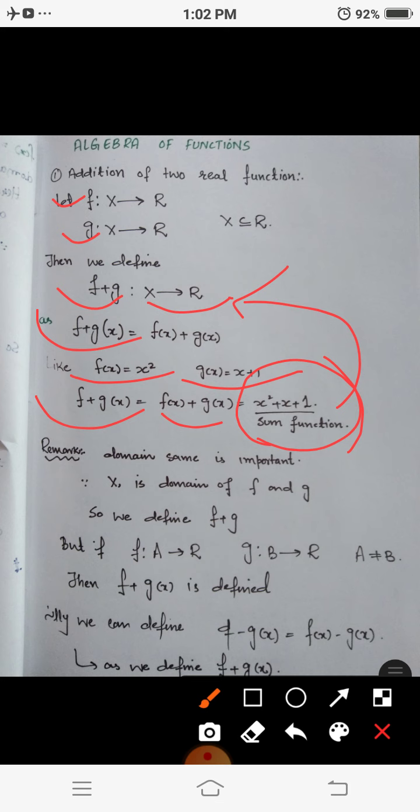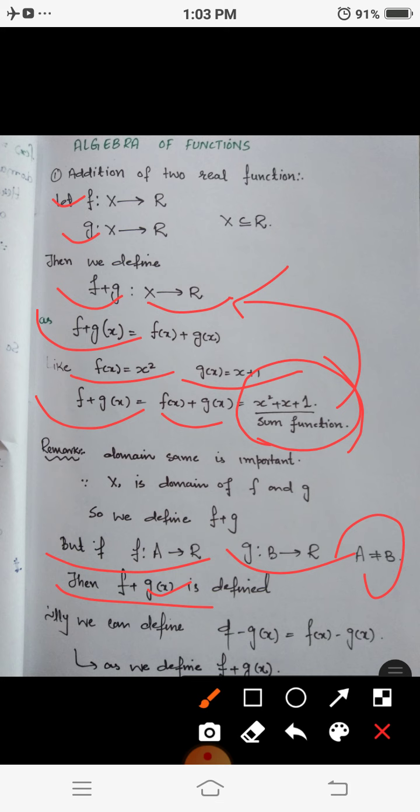Here, the equal domain for f and g is important. If f and g are two functions with different domains, like f is a function on A, and g is a function defined on B, where A is not equal to B, they are not equal sets, then we cannot define f plus g. Here f plus g is not defined. We can define f plus g only when both domains are the same.